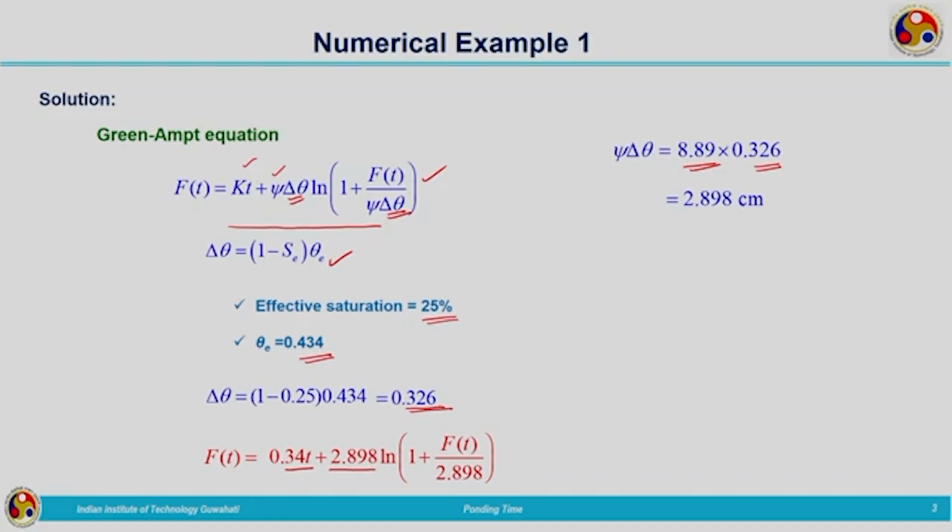Look at the equation carefully. You can see capital F of t, the cumulative infiltration corresponding to time t, is present on both sides of the equation. It is a nonlinear implicit equation, so we cannot directly calculate the value. We may have to go for some trial and error method to get the correct F of t, the cumulative infiltration value, by making use of this particular equation.